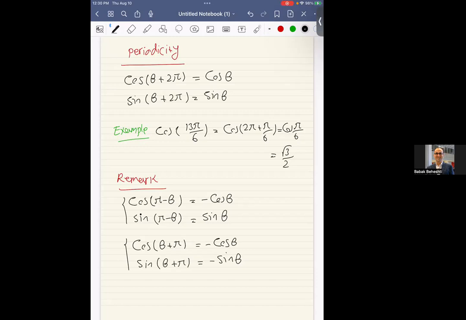Okay. So using the last two relations, this is easy to imagine. Look here. If this is theta, this guy is theta plus pi, right? So the cosine and sine both become negative, because x and y become negative here, right? Is that clear?